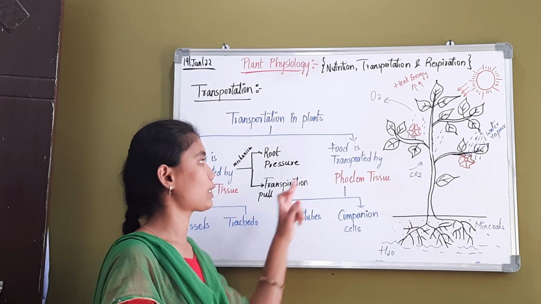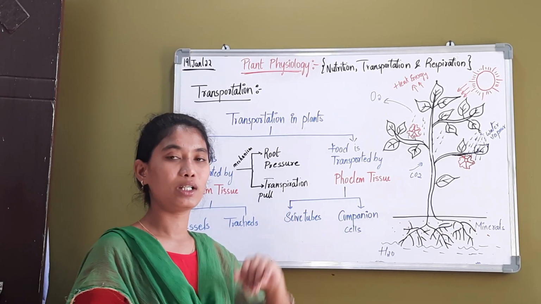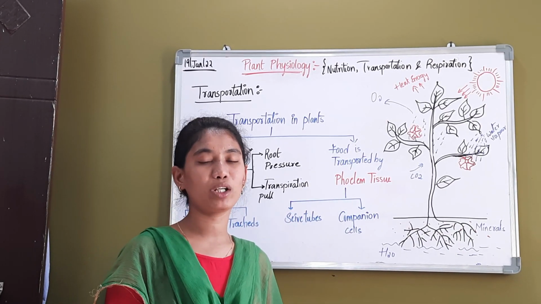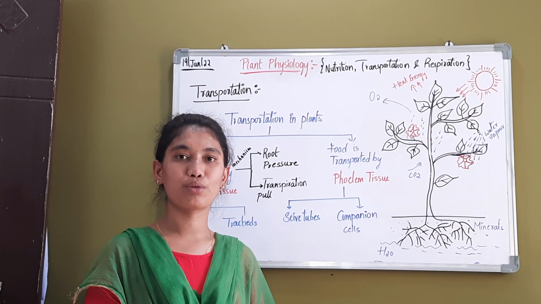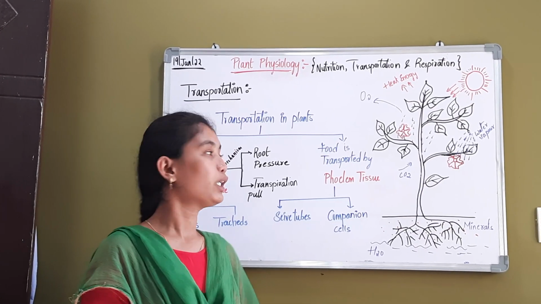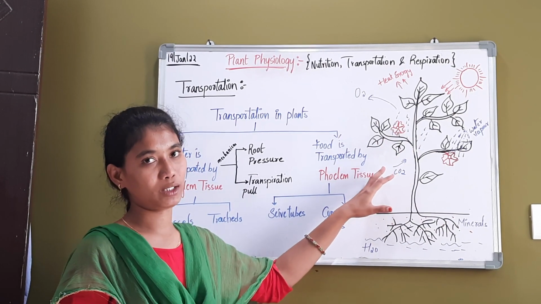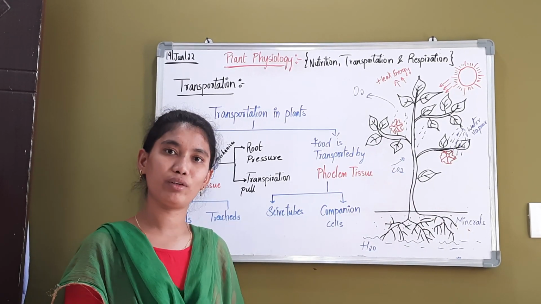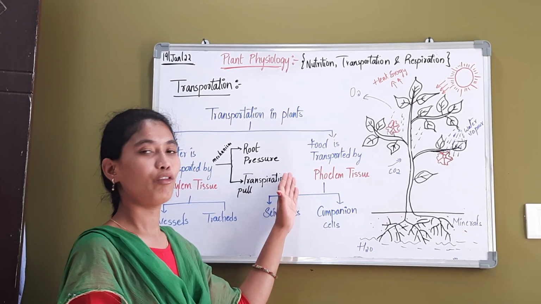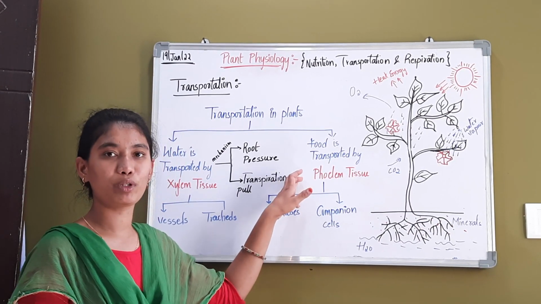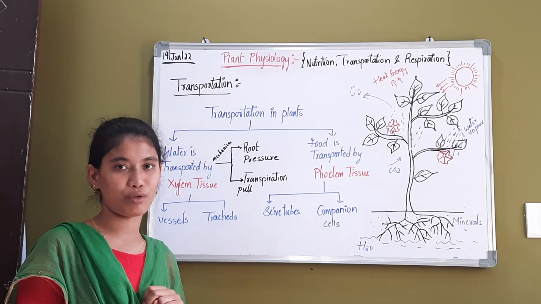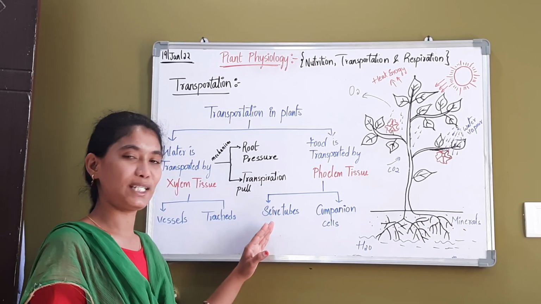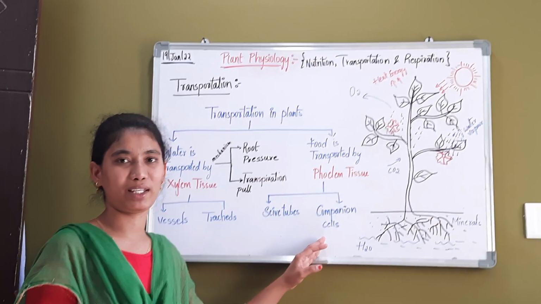Now, I'll discuss food transportation. In plants, the food is stored in the form of sucrose. That sucrose is transported all over the plant. So, there is a tissue which is responsible for food transportation. That is phloem tissue. This phloem tissue has two types of cells. One is sieve tubes, another one is companion cells.